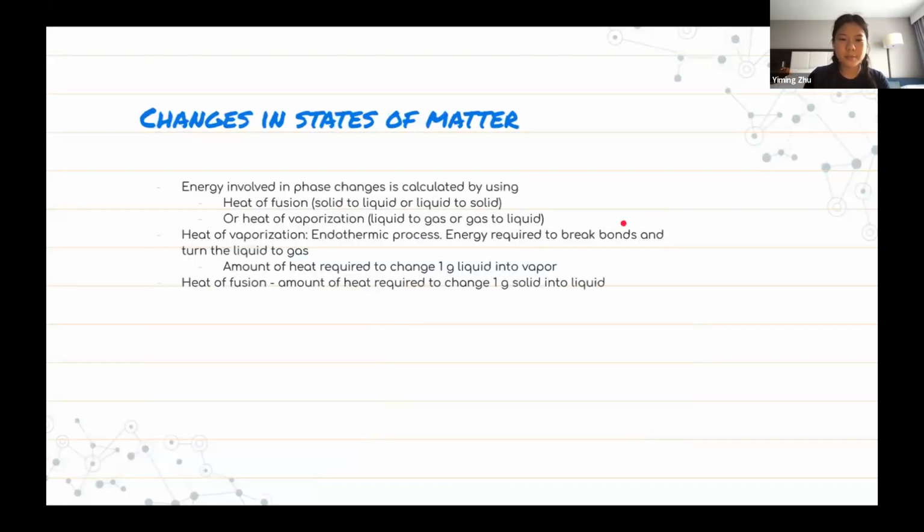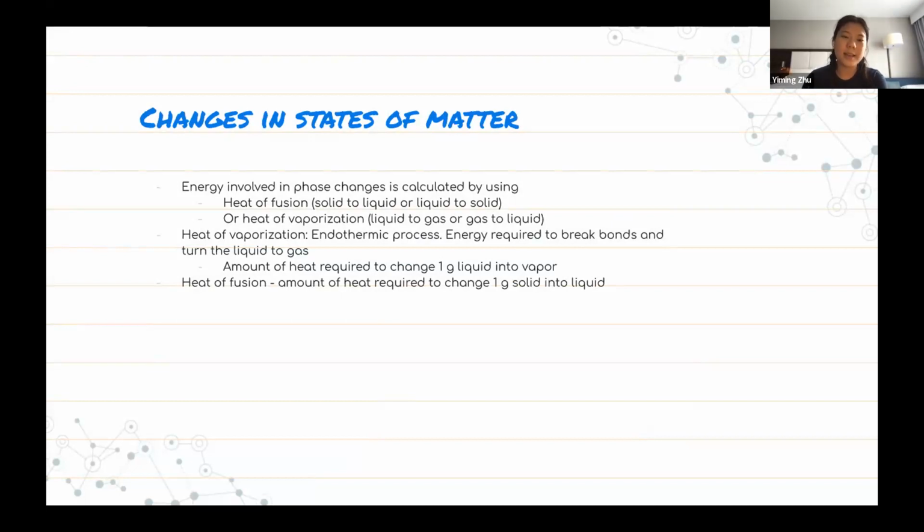Okay, so next is changes in states of matter. I know we did talk about this a little earlier in the presentation, but when you change a state of matter, energy is involved. You won't be able to change the state of matter of something if there's no energy applied. So energy is involved in phase changes and it's calculated by using heat of fusion or heat of vaporization.